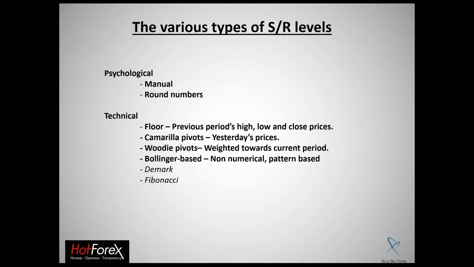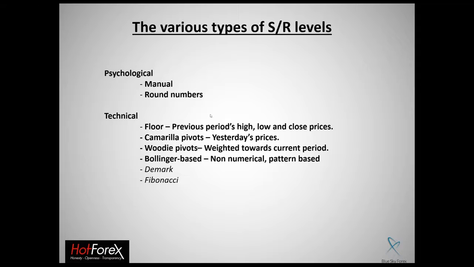Now, there are psychological support resistance levels and there are technical support resistance levels. This is one way you can categorize the support resistance levels. Psychological levels are the manual support resistance lines that you can visually draw on the charts based on what you see, what the price has done historically. One of the strongest psychological support resistance levels are round numbers. For example, 1.10000 is a really round number, and that represents a strong either support or resistance level, depending on from what direction the price is hitting that level. Okay, makes sense? Don't worry, I'll show this on the live chart later on.